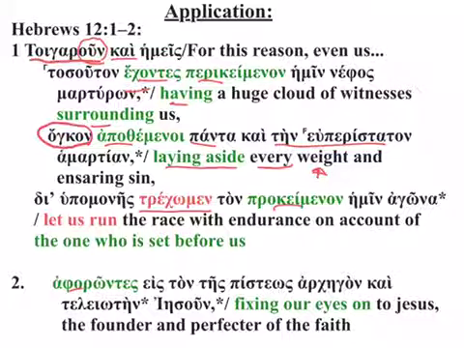having these witnesses, laying aside every weight and ensnaring sin, and then we have this subjunctive right here, which is let us run, or it's we may run. I'm taking it as the hortatory, which is the first use I showed you. Let us run the race with endurance on account of the one who is set before us.